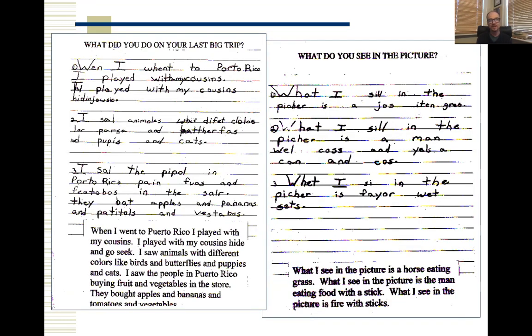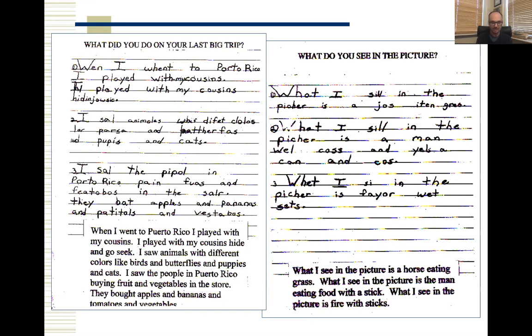So she went and she asked a couple other sort of writing prompts. One was, what did you do on your last big trip? And the other was, what do you see in the picture? And so one of the writings that Amalia does for the Puerto Rico trip is you can see what she wrote when I went to Puerto Rico, and you can read down the side there what Amalia reads back to her. When I went to Puerto Rico, I played with my cousins.